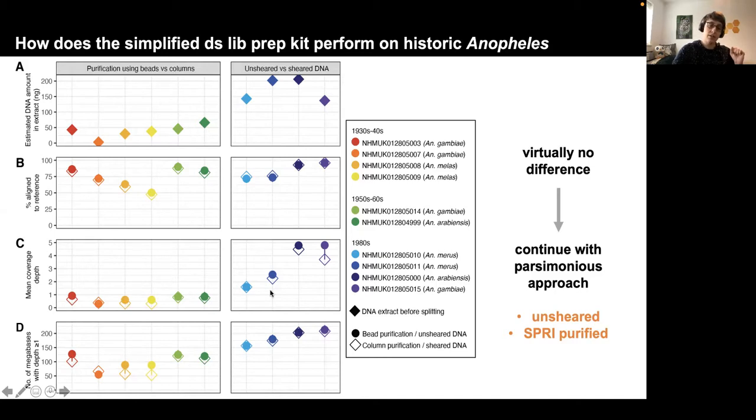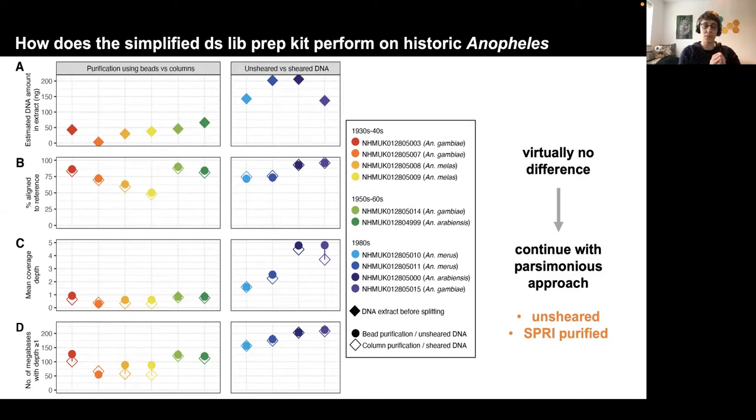And even if we look at the mean coverage depth, we get about 1x or less for the really low input and short DNA extracts, and much better for the present day extracts. Same with the number of megabases, so how much of the genome is covered, with about 50% in the old samples and closer to all of it in the younger samples.